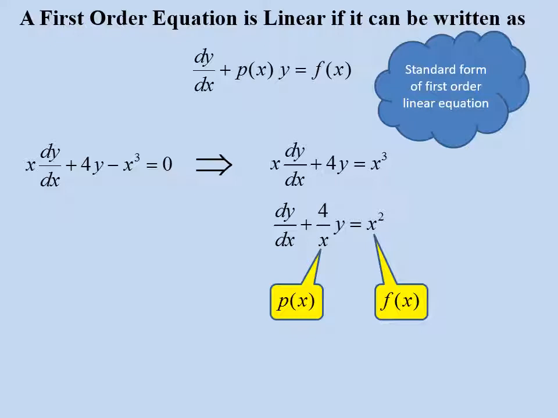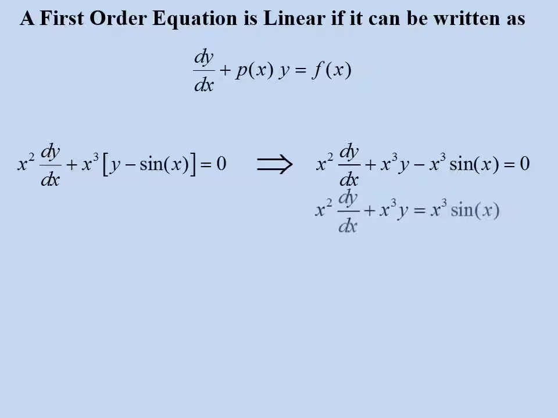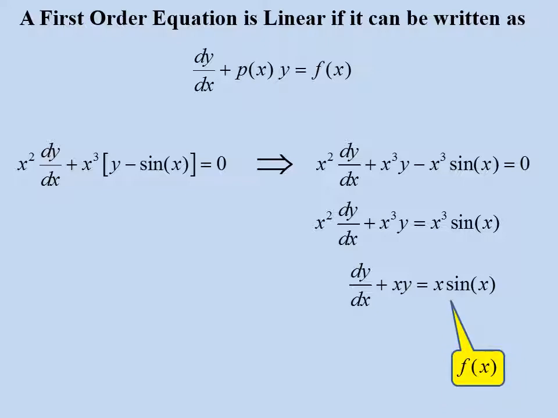Anyway, now we'll do a little algebra to this by multiplying it out. Move the term without the y to the other side. Divide through by the x squared on the front of the dy dx. And we have our standard form.